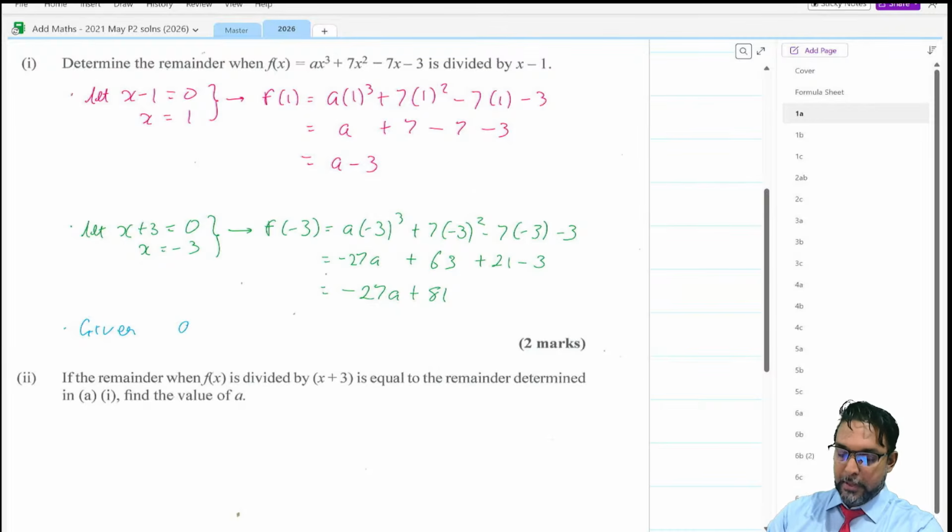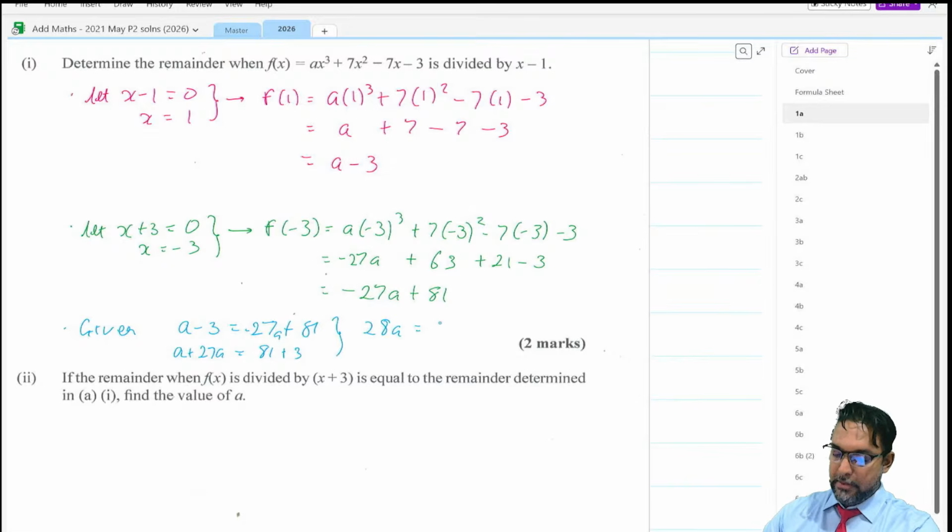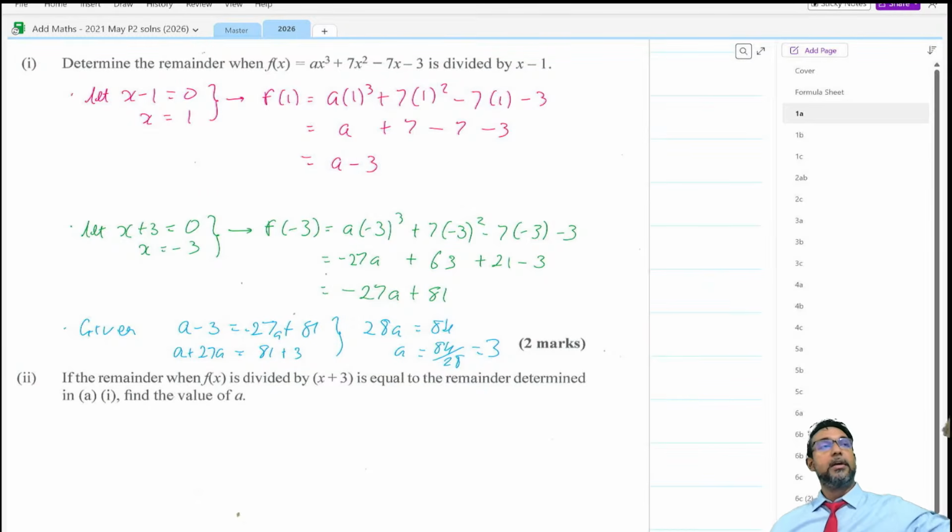Given that a minus 3 is equal to minus 27a plus 81, we could add the 27a to both sides and then do 81 plus 3, which is 84. So from here, 28a is equal to 84, and a is equal to 84 divided by 28, which is 3. So a is actually 3. So yeah, in the first case, it actually did turn out to be a factor. x minus 1 was a factor.